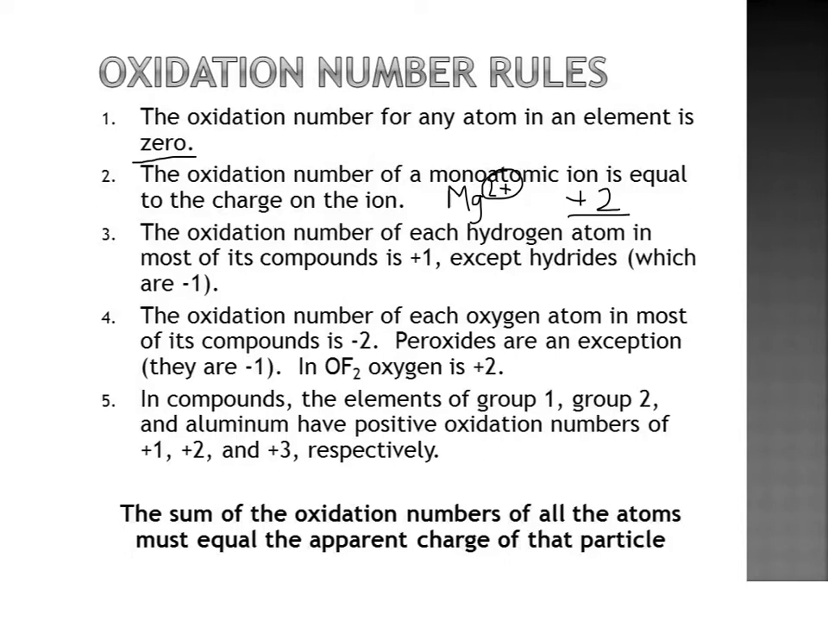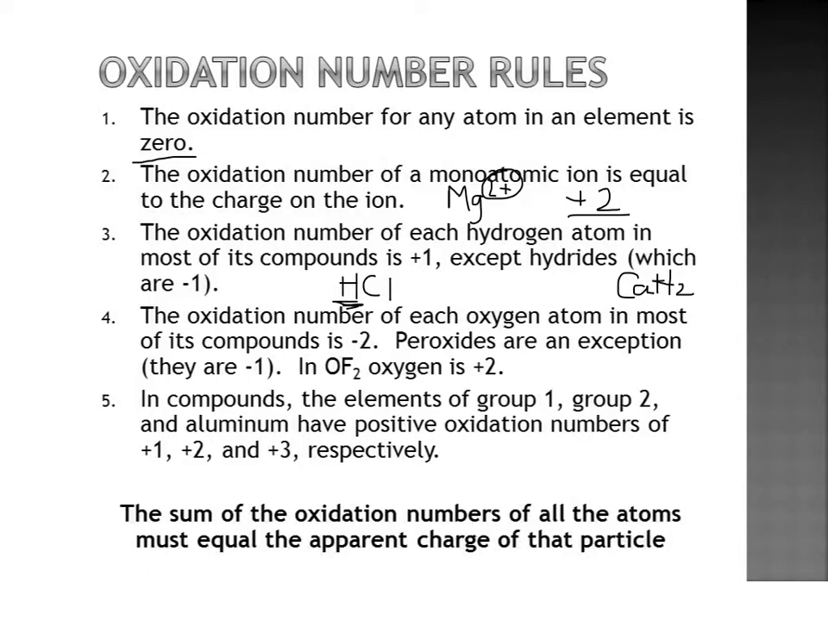The oxidation number of each hydrogen atom in most of its compounds is +1. So for example, in HCl, the hydrogen would have an oxidation number of +1, except in hydrides, where it's -1. So something like calcium hydride, that would have an oxidation number of -1.